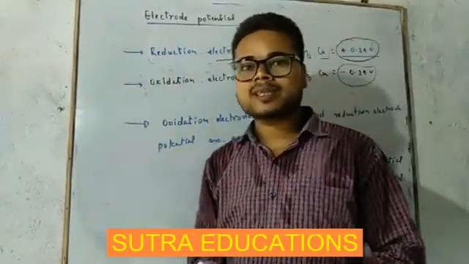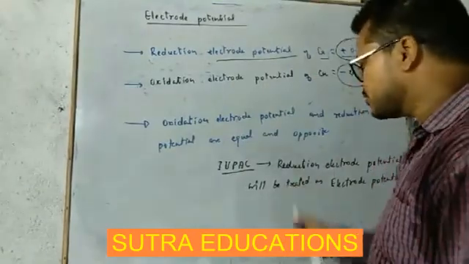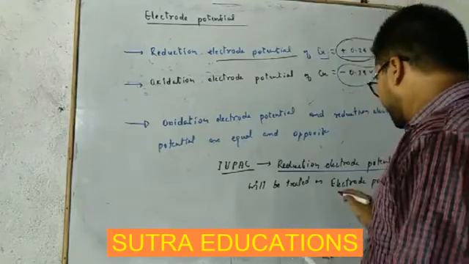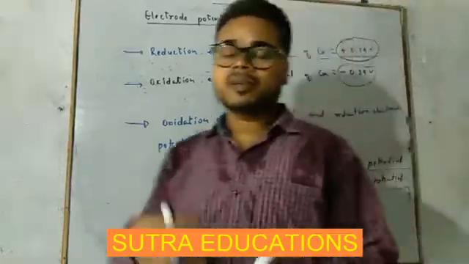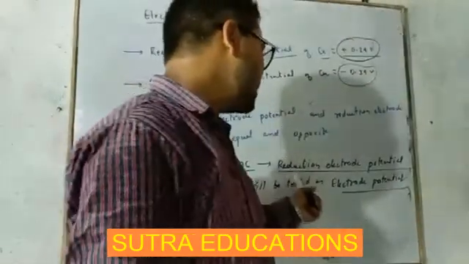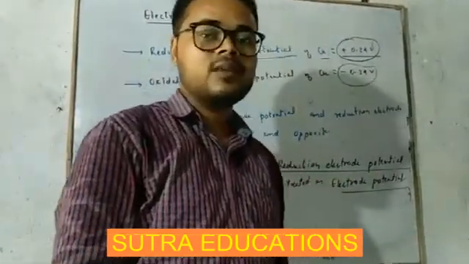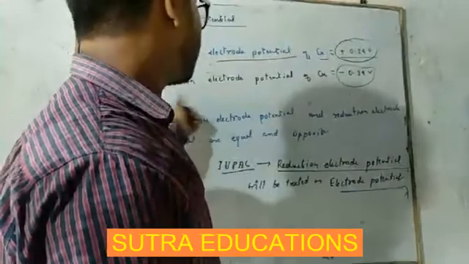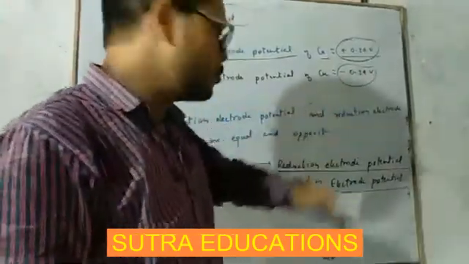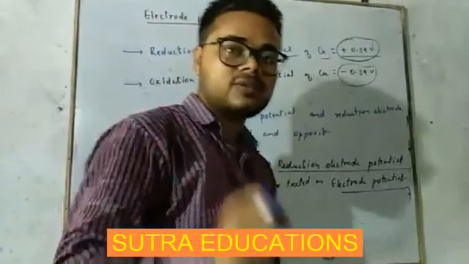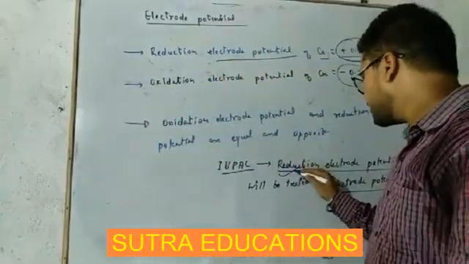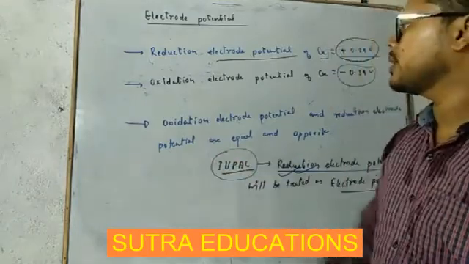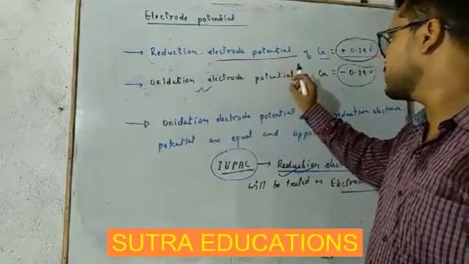So IUPAC told that reduction electrode potential will be treated as electrode potential. Whenever it comes to electrode potential, we will think about reduction electrode potential. From this time we will not pay attention to oxidation electrode potential. We will only look for reduction electrode potential according to IUPAC. No need to know oxidation electrode potential values.